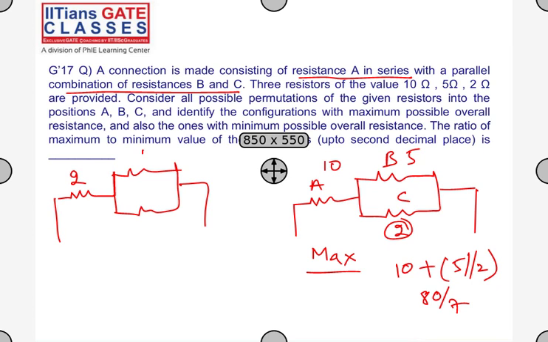I can have the 10 and 5 combination here, or I can have 5 here and a combination of 10 and 2 here. Either way, we have to check which one is the lowest. If this combination is used, it will be less than 2. If this combination is used, less than 5. So I have to find both ways.